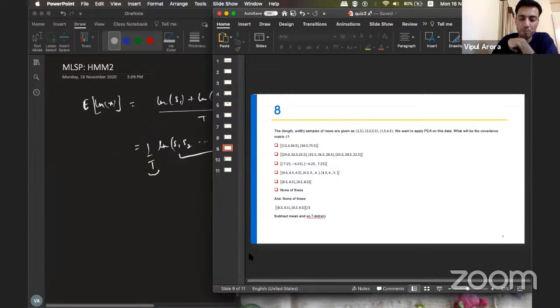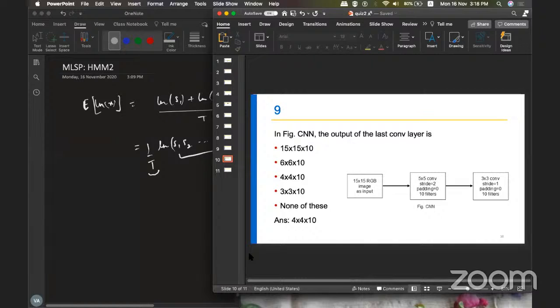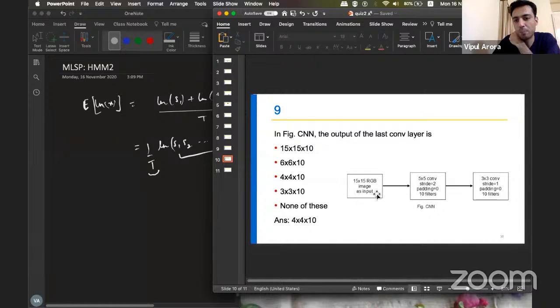Yeah. Okay, sir. So next question is about CNNs. This is a very simple computation. You know the formula: n minus f plus 2p divided by stride plus 1, like that. So you compute it twice. Stride was 2 here, stride is 1 here.